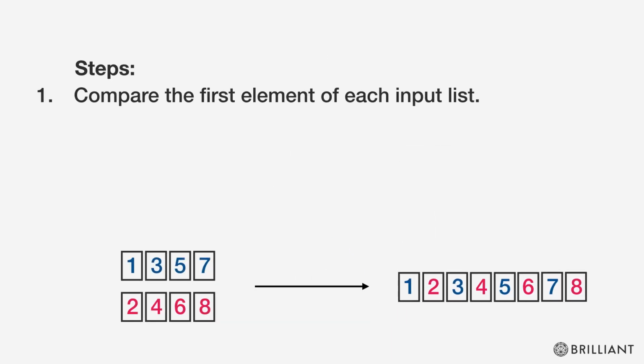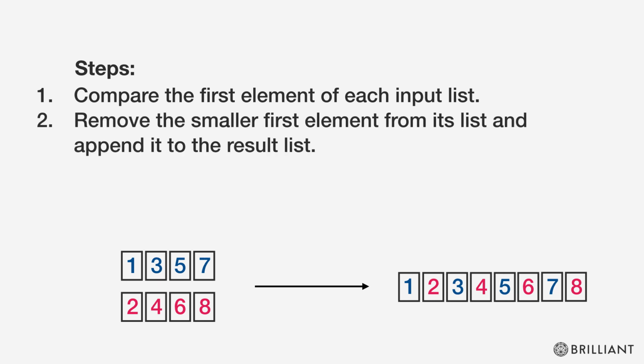The steps here are: 1. Compare the first element of each input list, and 2. Remove the smaller first element from its list and append it to the results list.